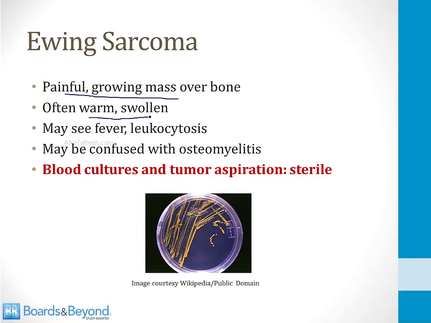In addition, children with Ewing sarcoma often have fever and leukocytosis, and this can look just like osteomyelitis. But the way you can distinguish the two is that in osteomyelitis, cultures will grow bacteria. So usually osteomyelitis occurs from seeding from bacteria in the blood. So blood cultures will be done and they'll be positive in osteomyelitis. In addition, if you aspirate the tumor or mass in osteomyelitis, it will grow bacteria. But in the case of Ewing sarcoma, blood cultures and tumor aspiration are both sterile, and that's because it's not an infectious process, it's a malignancy.